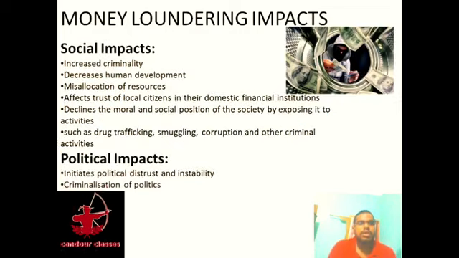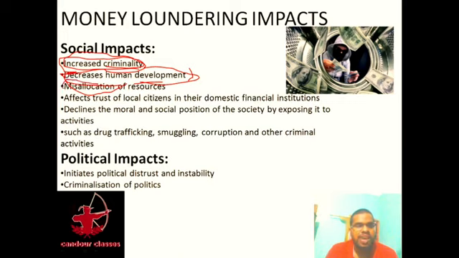Okay, then money laundering impacts, social impacts. What is the social impact? Increased criminality. Yes, obviously, if somebody is confident that through criminal activity he can earn money and convert it to white through the money laundering process, then obviously criminality will be increased. And decreased human development. Obviously, if people are doing tax forgery, then definitely government cannot do the human development. Then misallocation of resources.